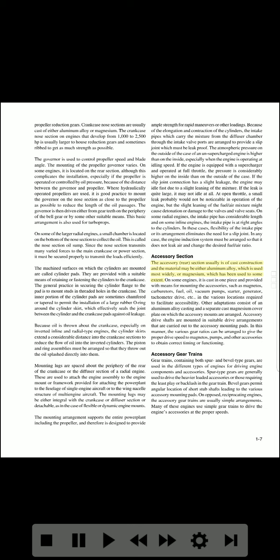Accessory section. The accessory rear section usually is of cast construction and the material may be either aluminum alloy, which is used most widely, or magnesium, which has been used to some extent. On some engines, it is cast in one piece, and provided with means for mounting the accessories, such as magnetos, carburetors, fuel, oil, vacuum pumps, starter, generator, tachometer drive, etc. in the various locations required to facilitate accessibility.